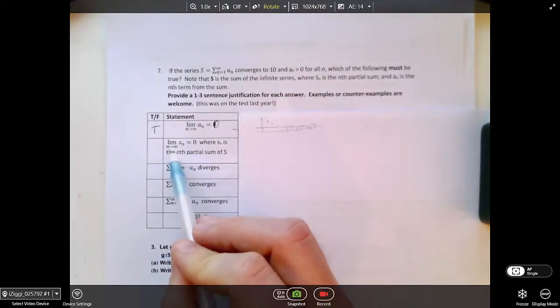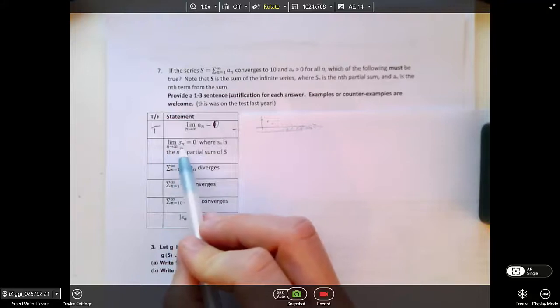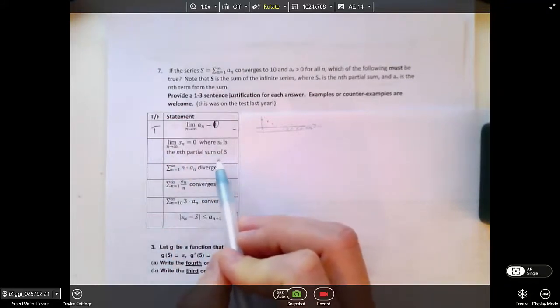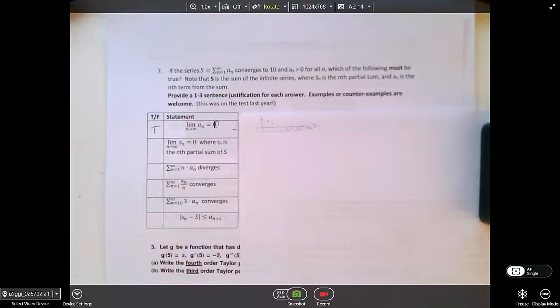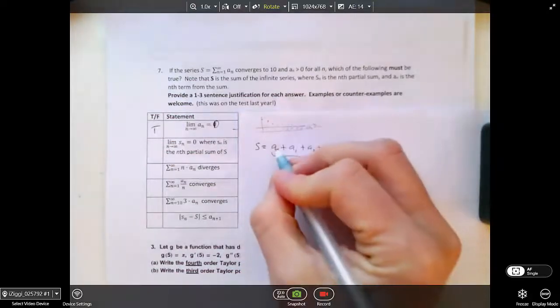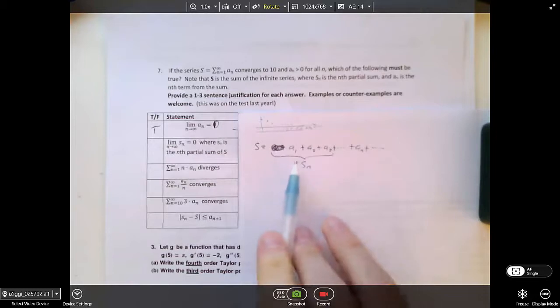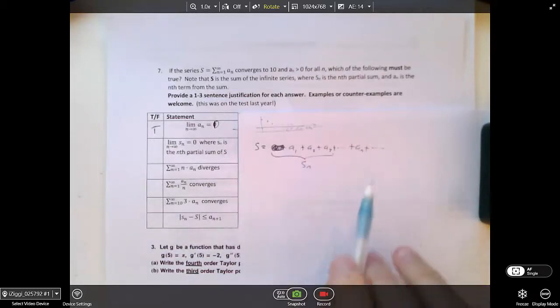So limit as n approaches infinity of s sub n equals 0, where s sub n is the nth partial sum of s. This was one of the main points of this question, was do you know what a partial sum is? So remember how we defined a partial sum. If I've got my series with a whole bunch of numbers going from a sub 0 out to, I guess we started at 1, didn't we? Okay, starting at a sub 1, going out to a sub whatever.